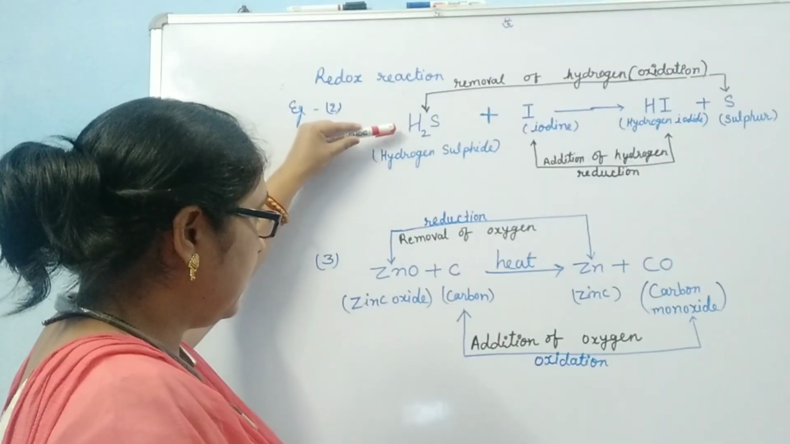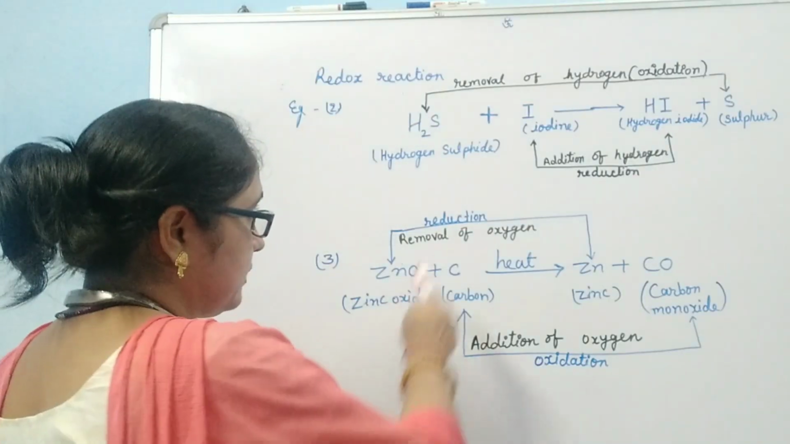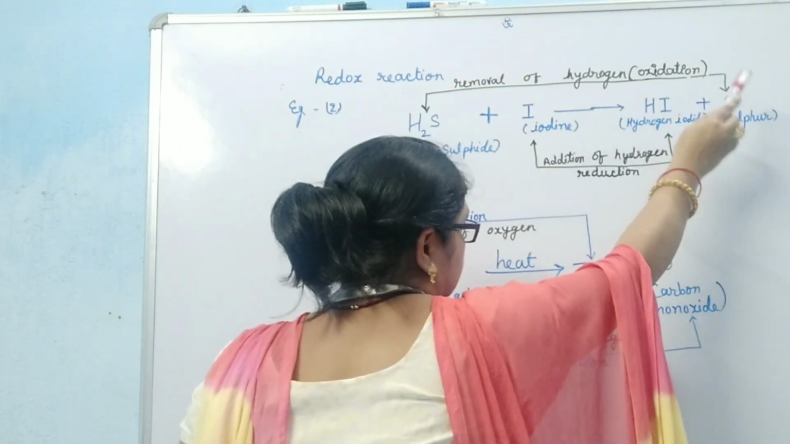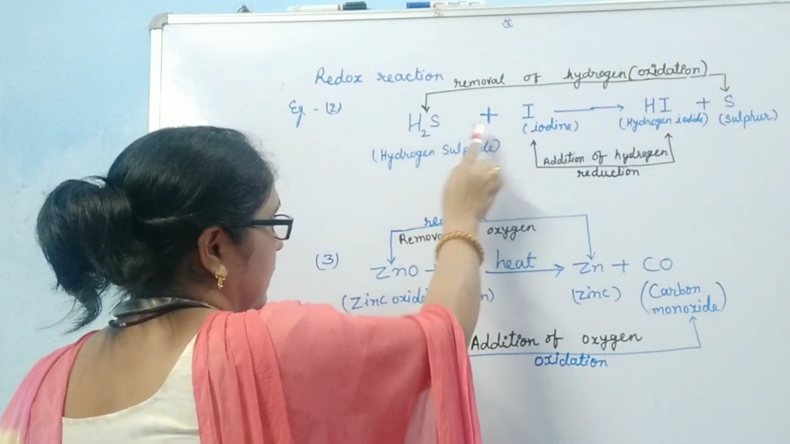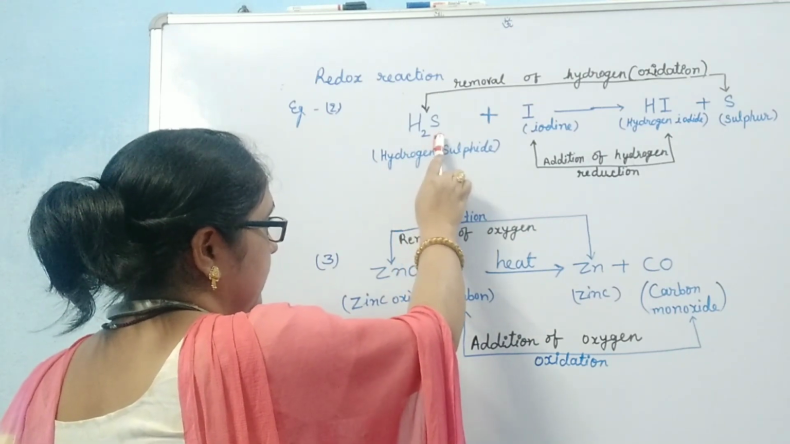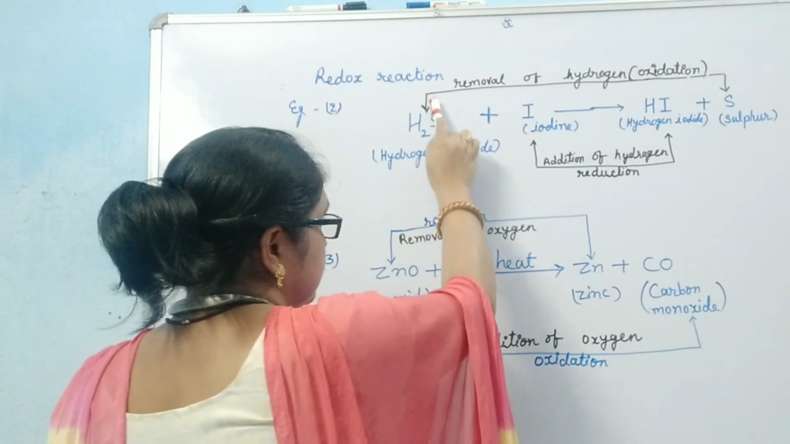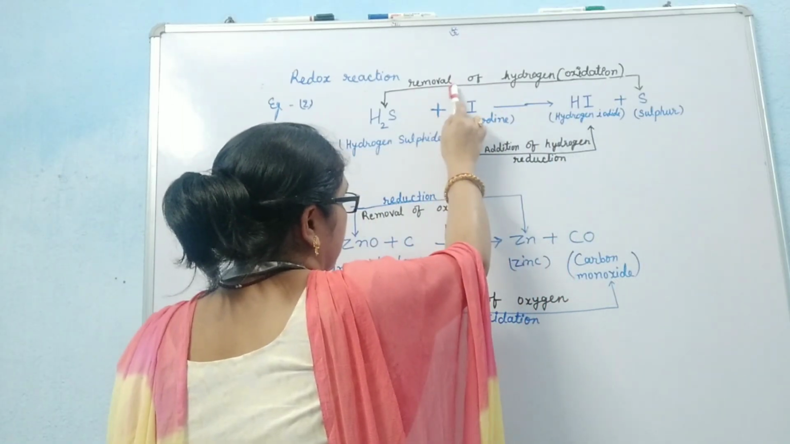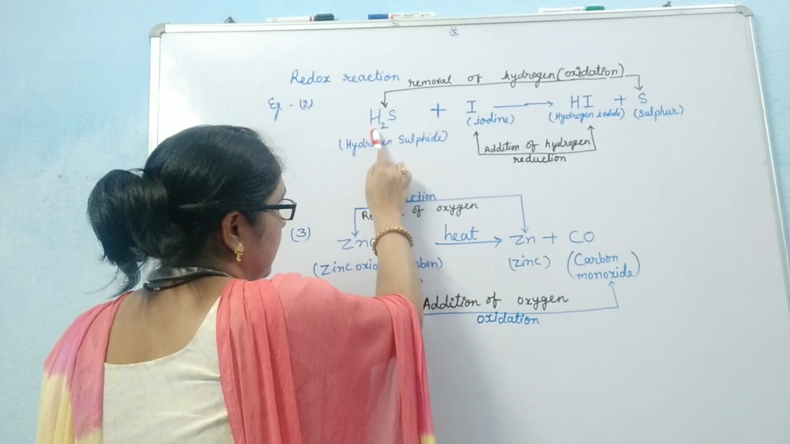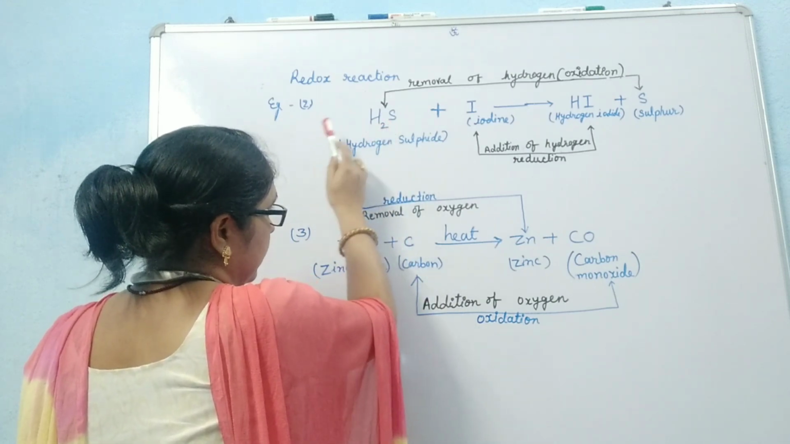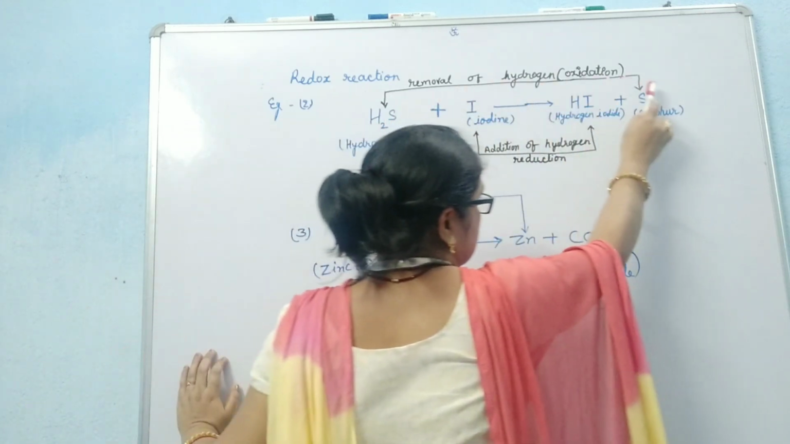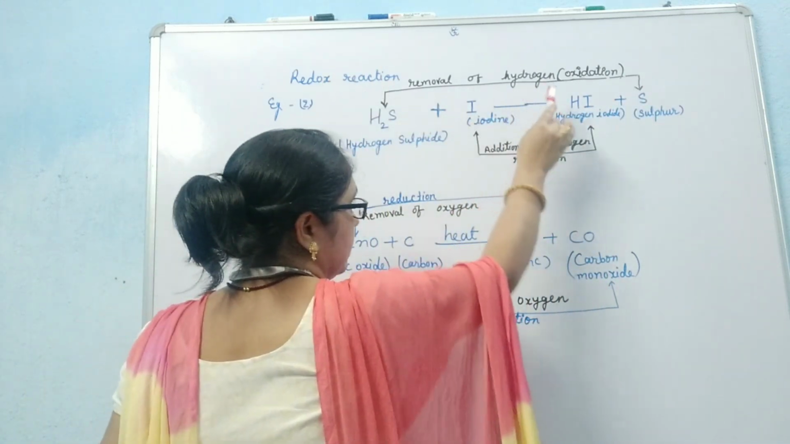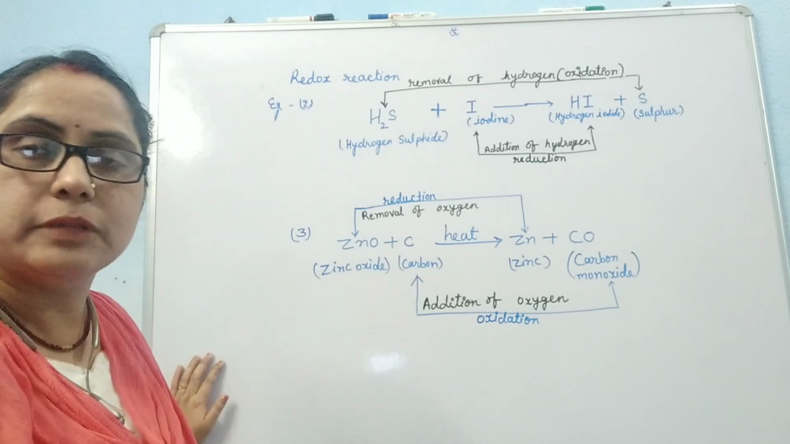That is, when hydrogen sulfide reacts with iodine to form hydrogen iodide and sulfur. In this reaction, see here, hydrogen sulfide changes into sulfur by the removal of hydrogen. When hydrogen sulfide removes hydrogen to change into sulfur, removal of hydrogen is called oxidation reaction from the definition.